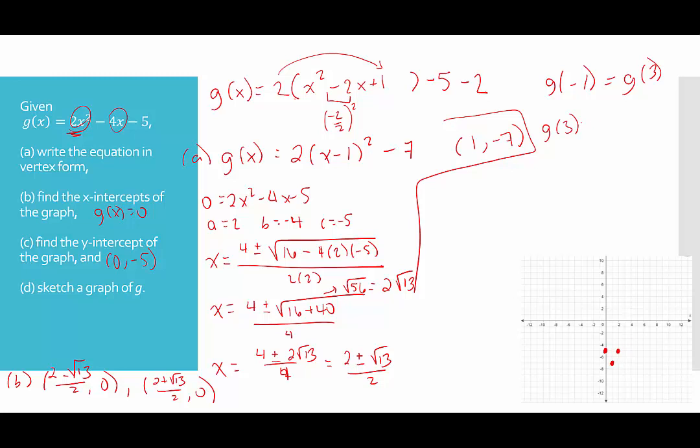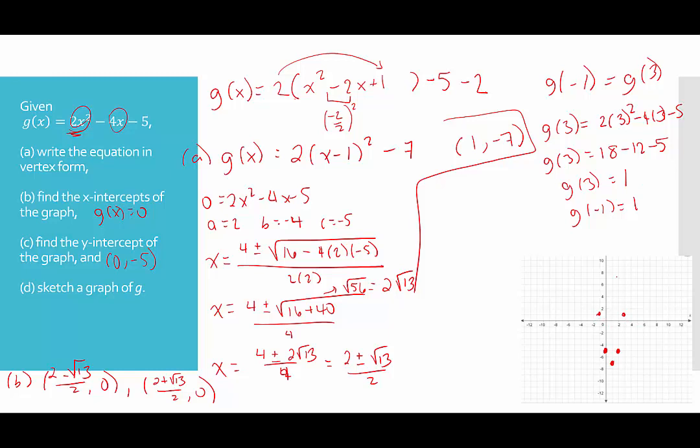Okay, so g of 3, that's going to be 2 times 3 squared minus 4 times 3 minus 5. 3 squared is 9, and 9 times 2 is 18. 4 times 3 is 12. 18 minus 12 is 6, and 6 minus 5 is 1. So I know that g of 3 is equal to 1, which means g of negative 1 is also equal to 1. So we're going to go back. g of 3, so 3, 1 is up here. And negative 1, 1 would be right here.